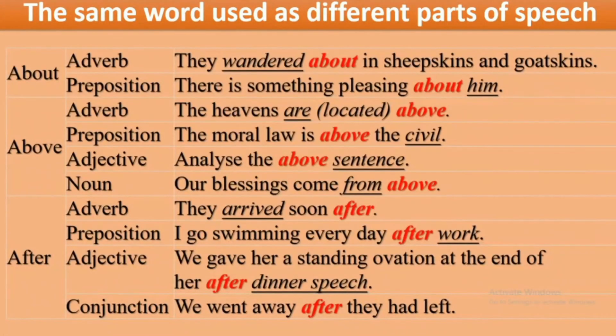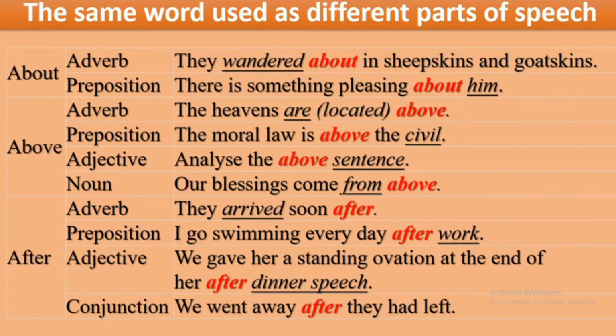Here are some more examples, and I am not going to read out the examples, I will just pass the slides one by one. The underlined and italicized word will help you to understand the parts of speech of a word. I'm just going to read out the first few sentences. They wandered about in sheepskins and goatskins. In this sentence, about is an adverb because it has modified the verb wandered.